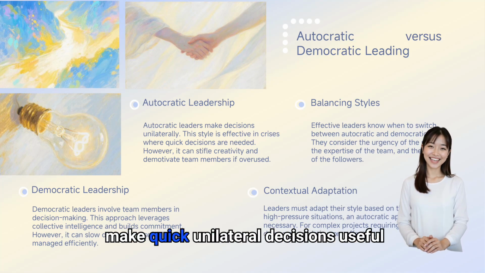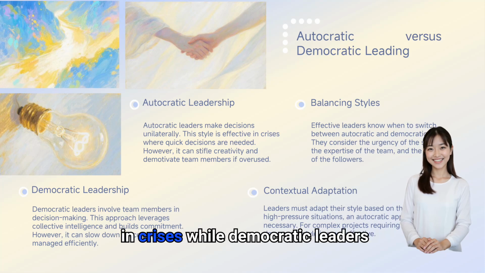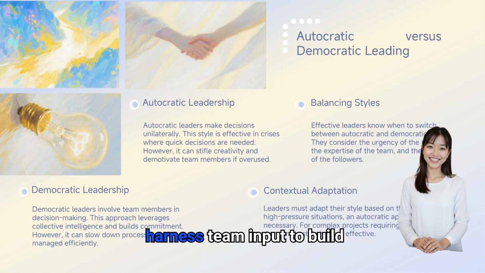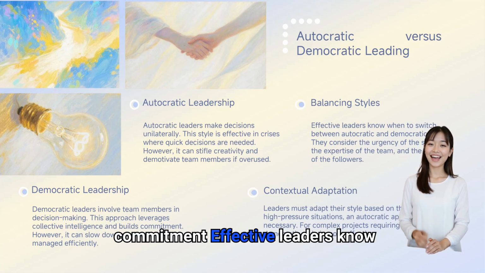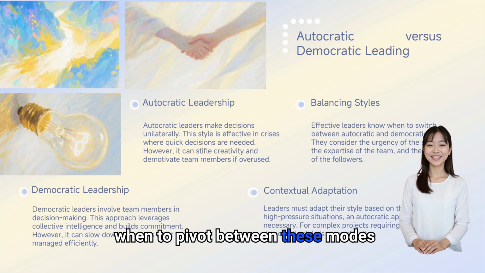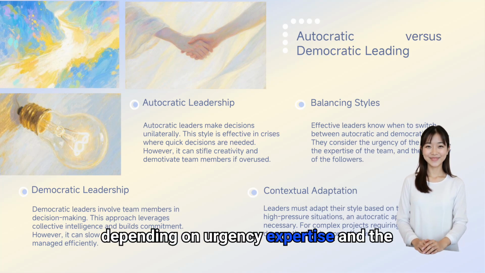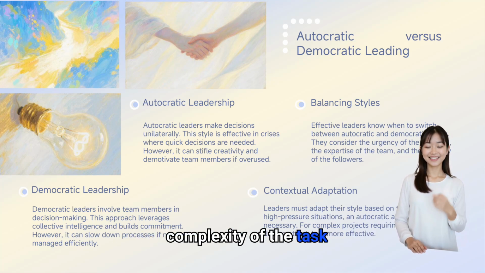Autocratic leaders make quick, unilateral decisions useful in crises, while democratic leaders harness team input to build commitment. Effective leaders know when to pivot between these modes depending on urgency, expertise, and the complexity of the task.